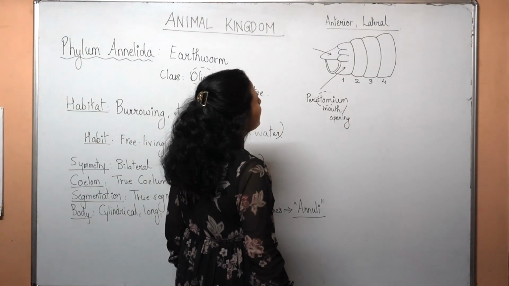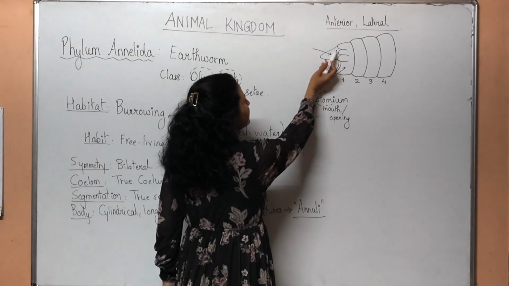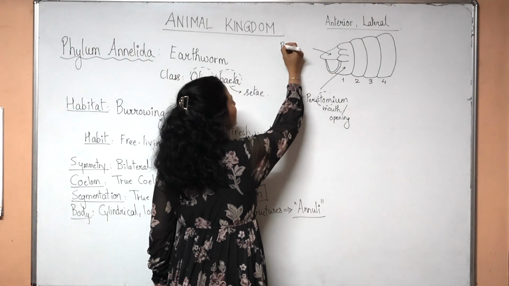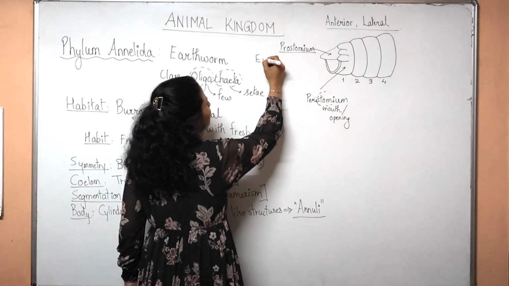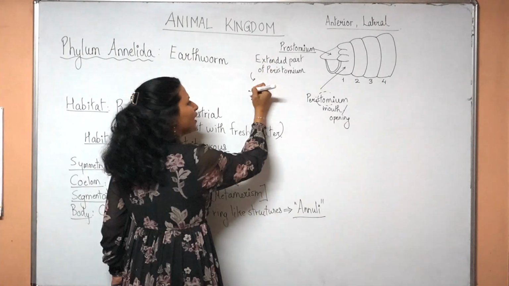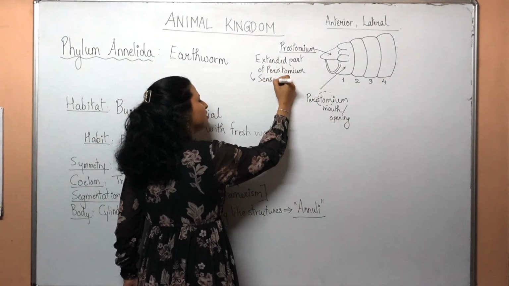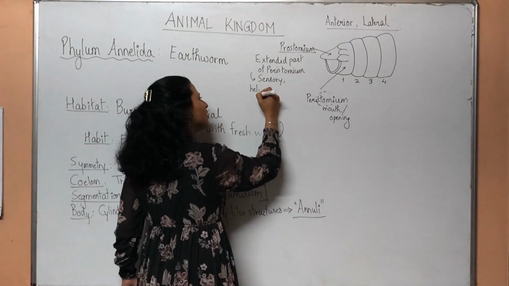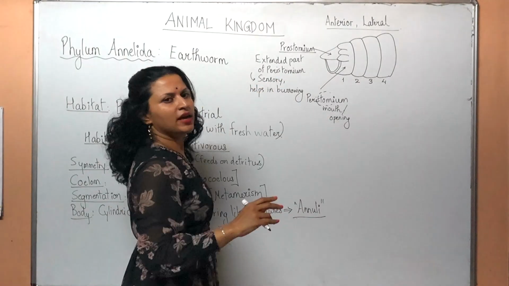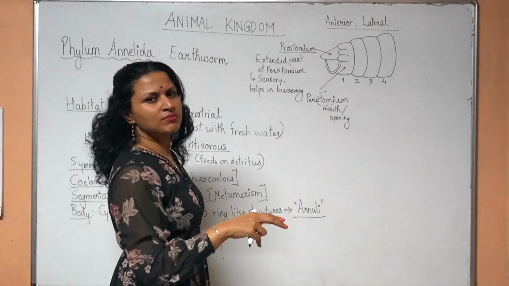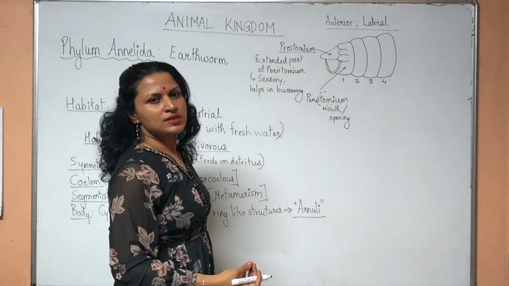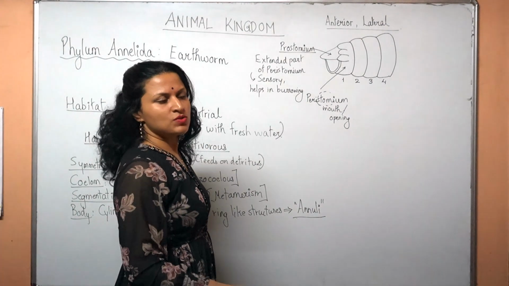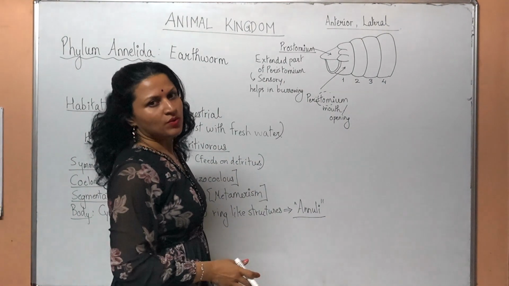The peristomium has an extended projection over here, okay? A wedge-like structure which is called the prostomium. The prostomium is an extended part of peristomium, and it is sensory in nature, and it helps the earthworm in burrowing. It will help it feel the soil. It is also glandular in nature. It will secrete mucus and such substances which will help it in easier burrowing.